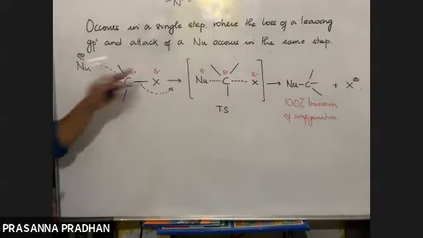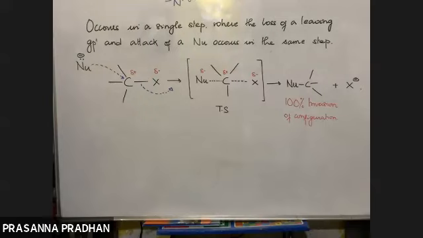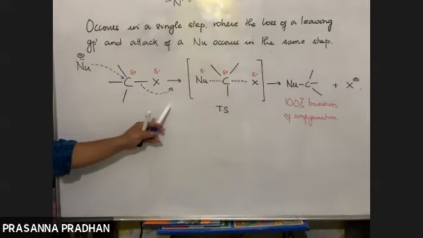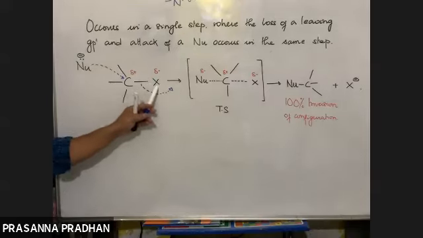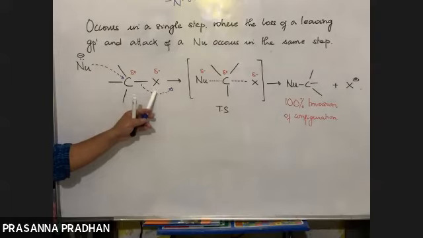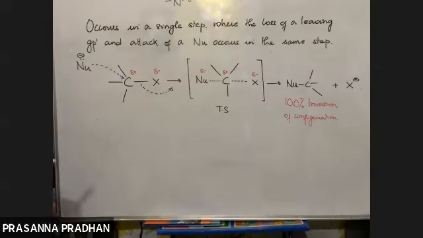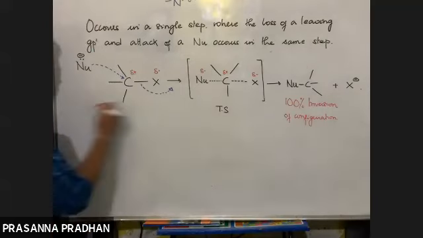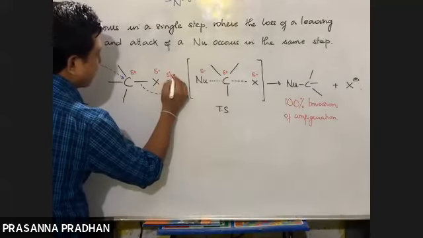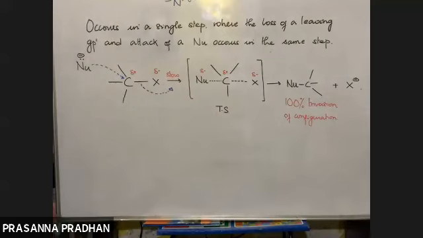Because this reaction is occurring in a single step, it's not possible for the nucleophile to approach the carbon from this direction, because the path is already blocked by the leaving group. It has to attack from the opposite side like this, giving us 100% product with inversion of configuration. Actually, we have only one step. This is the slowest step.